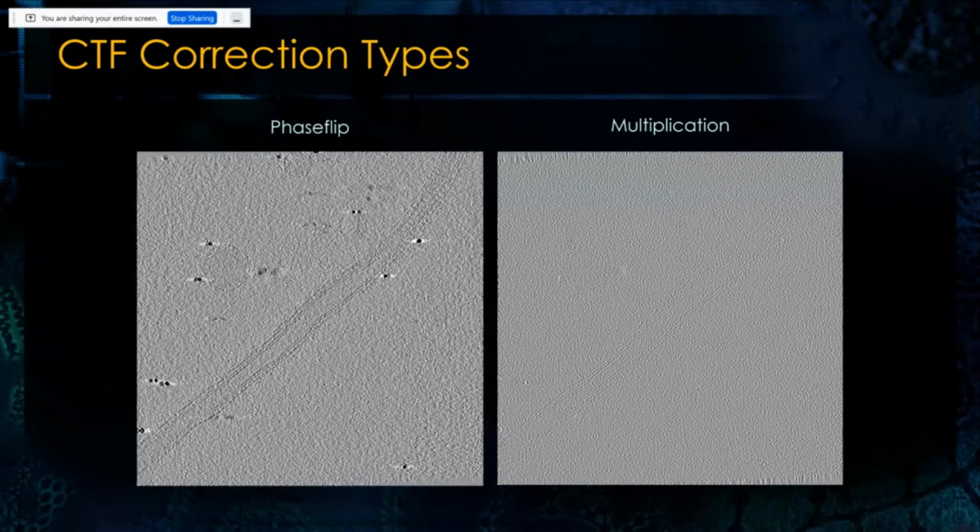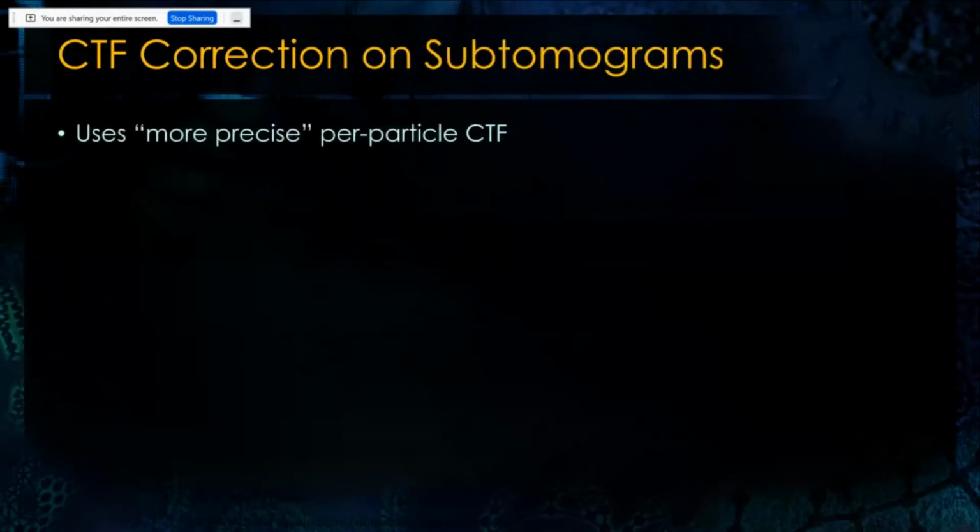And the other comment is that there are now more and more packages offering CTF correction at the subtomogram level, claiming that this is more precise because you can do per-particle CTF similar to single particle, so you can use the precise Z height of each particle and make it a bit more precise in terms of correction.